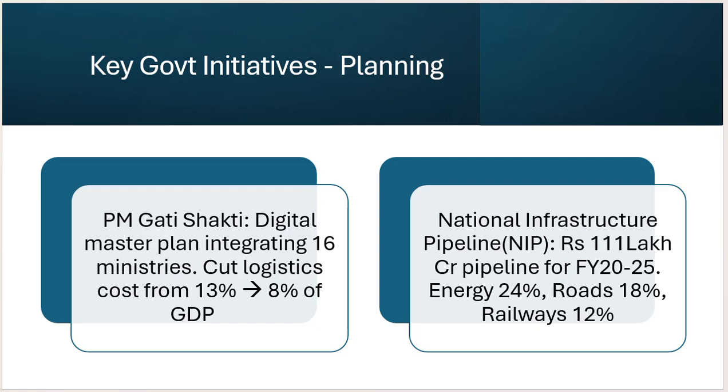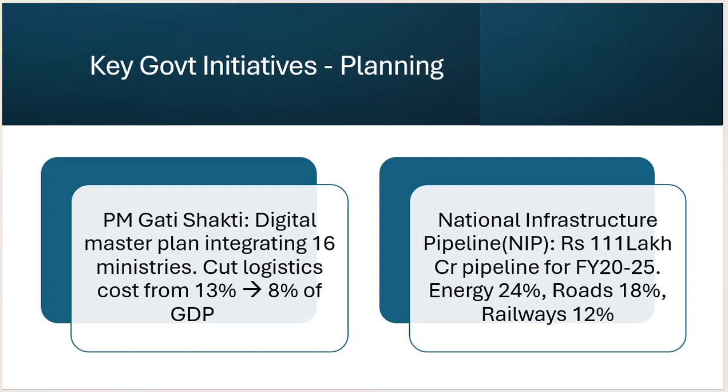The first one is PM GatiShakti. It is a digital master platform integrating 60 ministries of the government. It aims to cut the logistics cost from 30% to 8% of GDP. It is a huge amount, guys. The yearly spending on logistics and transportation is 30%, and the plan is to minimize it to 8%.